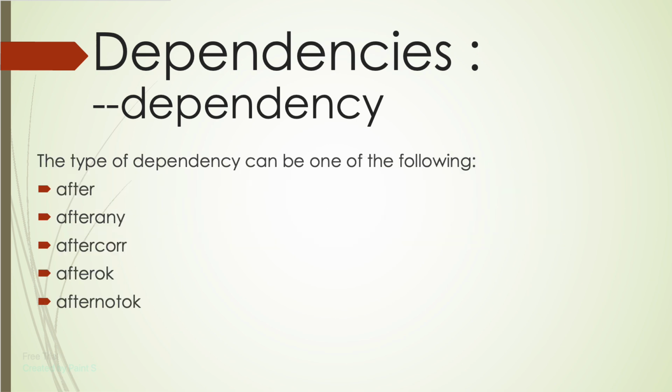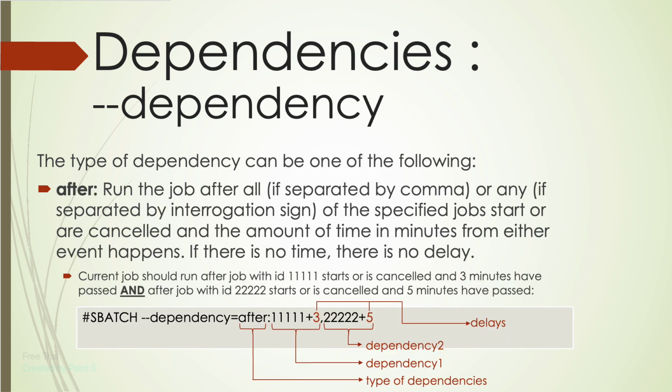The type of dependency can be one of the following: after, afterany, afterok, and afternotok. Let's see how each of these types of dependencies work. The type after tells the scheduler to run the job after all, if separated by comma, or any, if separated by question mark, of the specified jobs start or are cancelled, and the amount of time in minutes from either event happens. If there is no time, there is no delay.